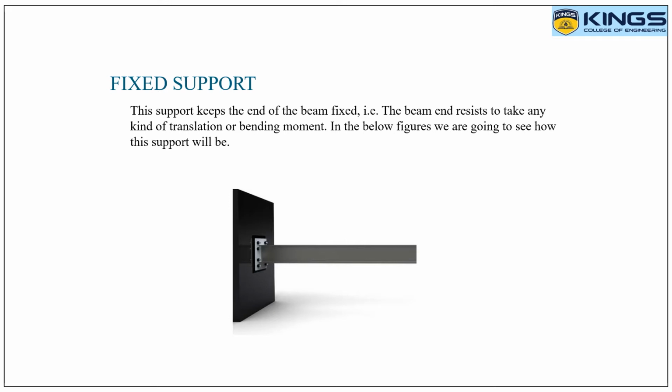This support keeps the end of the beam fixed, as you can see in this image. Yes, the beam end resists any kind of translation or bending moment. So in the figures below we are going to see how the support will be. Fixed support. This is the support given for this beam at one end. So it's a fixed one. It resists the forces or bending moment whatever we are applying on this beam.